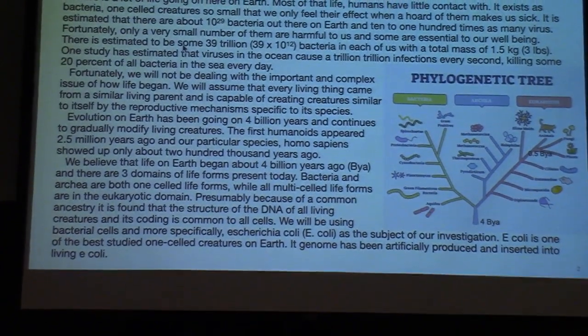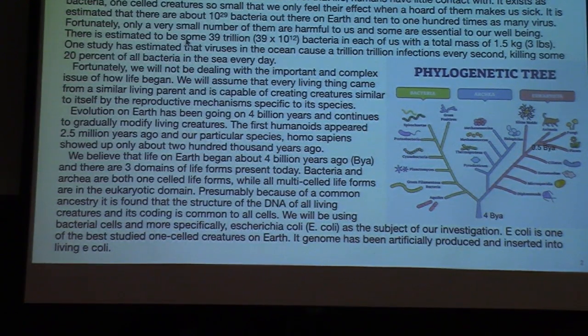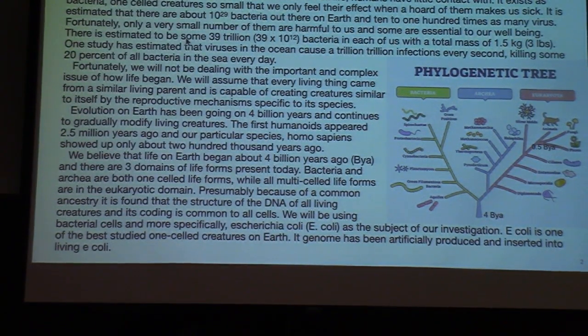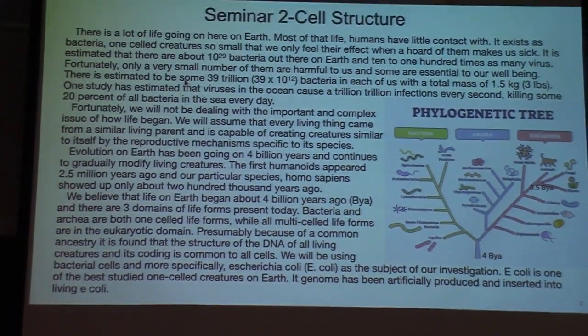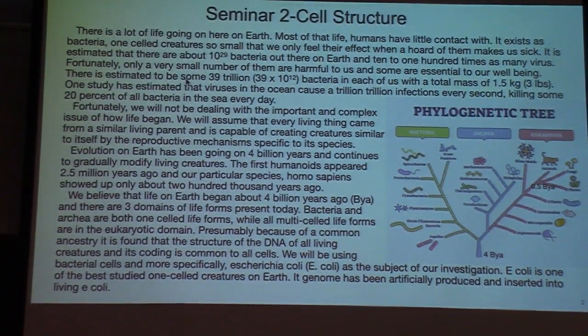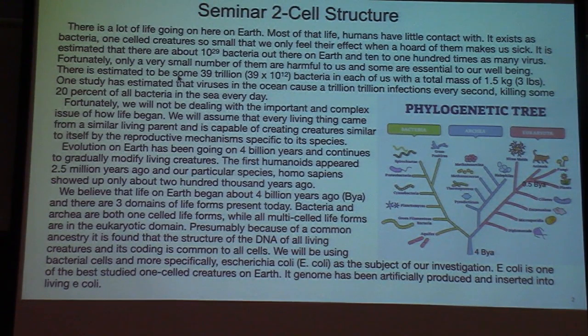So, there's an incredible amount of life throughout this planet of ours. Most of it we have very little contact with because it exists in the form of bacteria. One-cell creatures so small that we only feel their effects when a whole horde of them attack us and make us ill. It's estimated that there are about 10 to the 29th bacteria. 10 to the 29th, remember that's a 10 with 29 zeros on it, so it's a really very, very big number. And there are about 10 times that number to 100 times that number of viruses out there. Fortunately, only a very small number of them are harmful to us, and some of them are actually essential to our well-being.